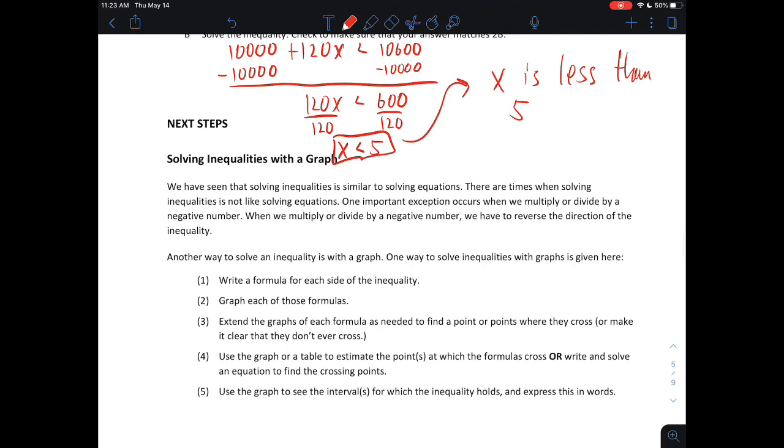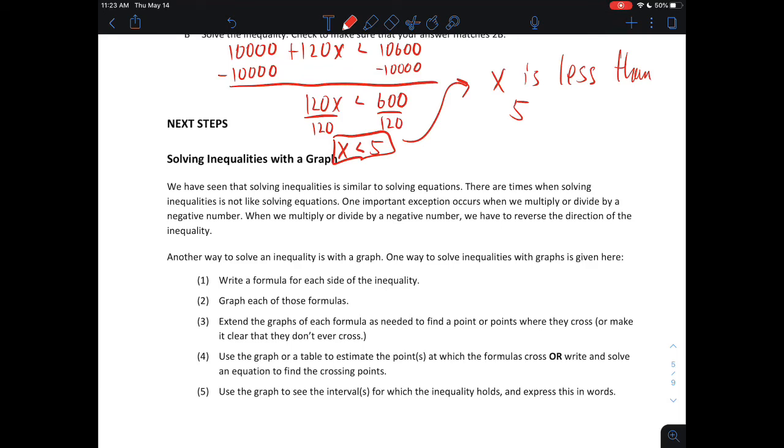All right, so to finish up this lesson, we're going to look at solving inequalities with a graph. We have seen that solving inequalities is similar to solving equations. There are times when solving inequalities is not like solving equations. One important exception occurs when we multiply or divide by a negative number. That's when we got a difference. When we multiply or divide by a negative number, we have to reverse the direction of the inequality.